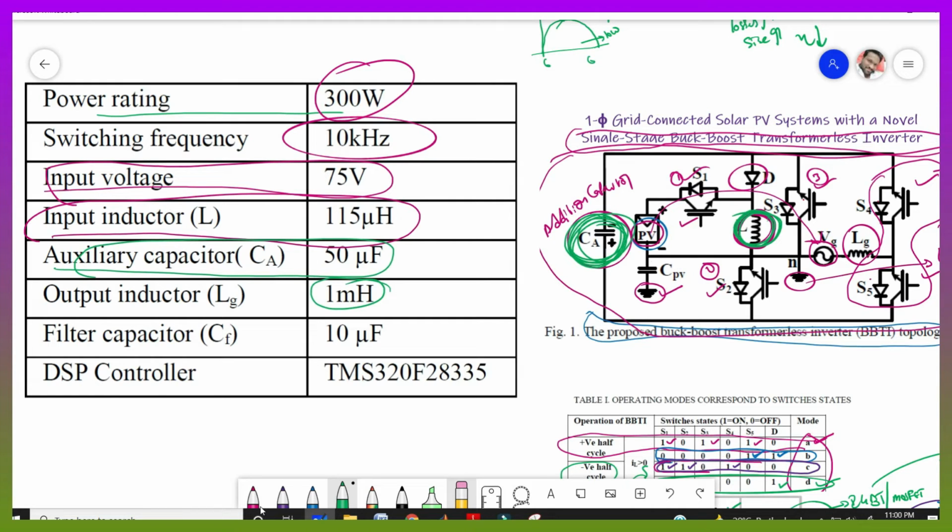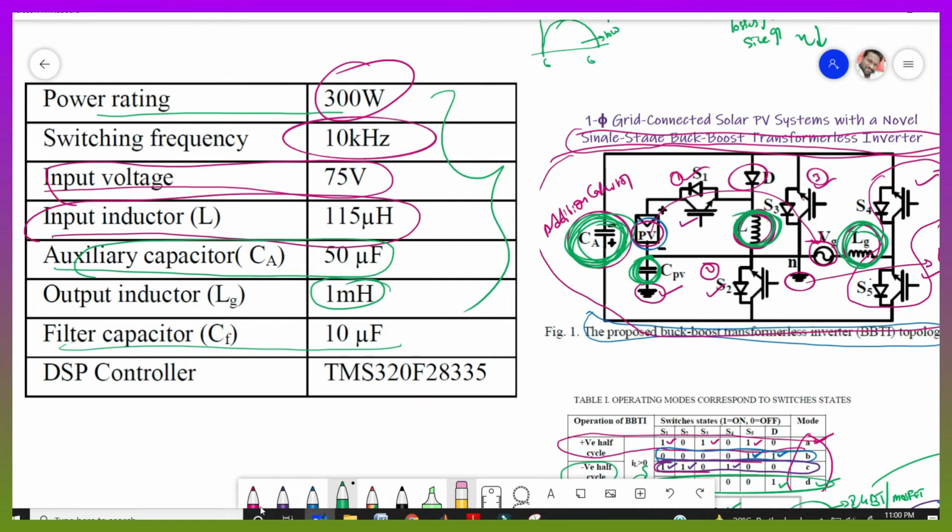Near the grid we have an inductor, LG. This is the grid inductor, and its value is 1 millihenry, and the filter capacitor is 10 microfarads. Below the solar panel we have the filter capacitor, and this value is 10 microfarads. Okay, that's it. These are the ratings you are taking in MATLAB. So take the same ratings in your MATLAB, and you will get the exact results.